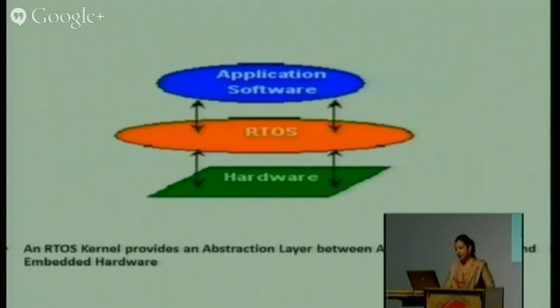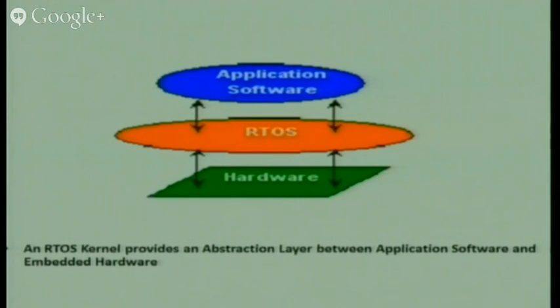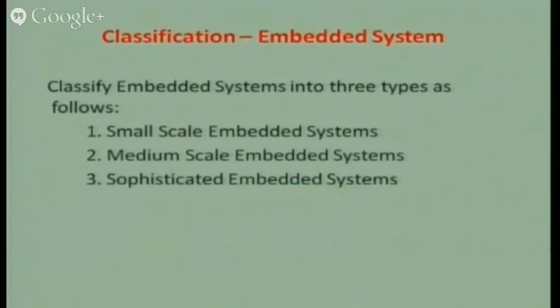This is just a diagram which shows that RTOS provides the abstraction layer between the hardware and the software. So the next is the classification of embedded systems. Now, how do we classify these embedded systems? How are these embedded systems, which are a very broad category, classified into different groups?